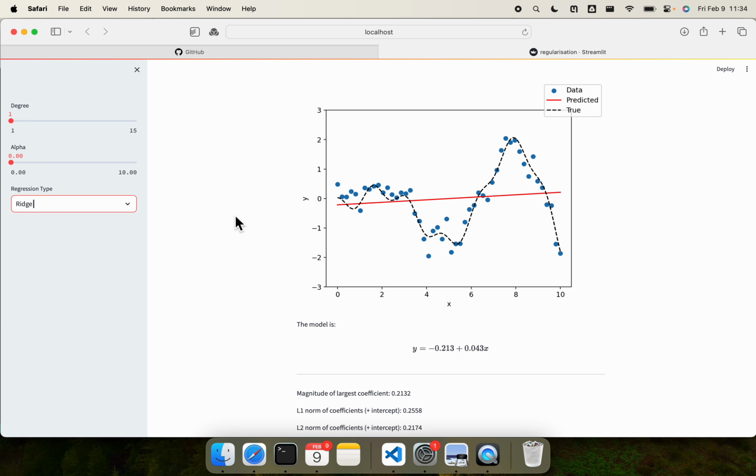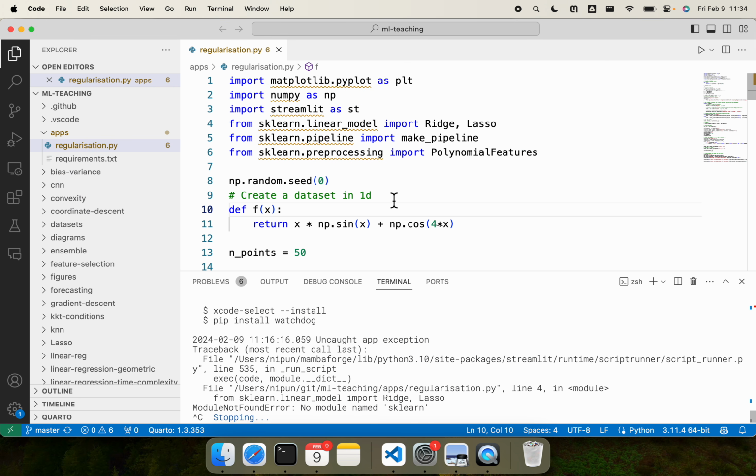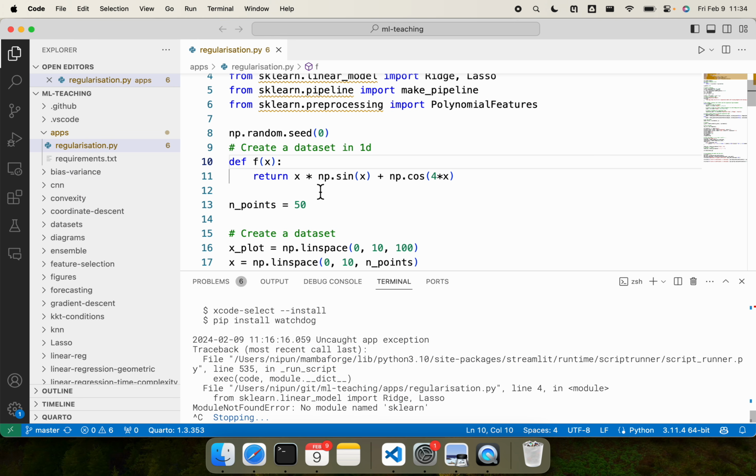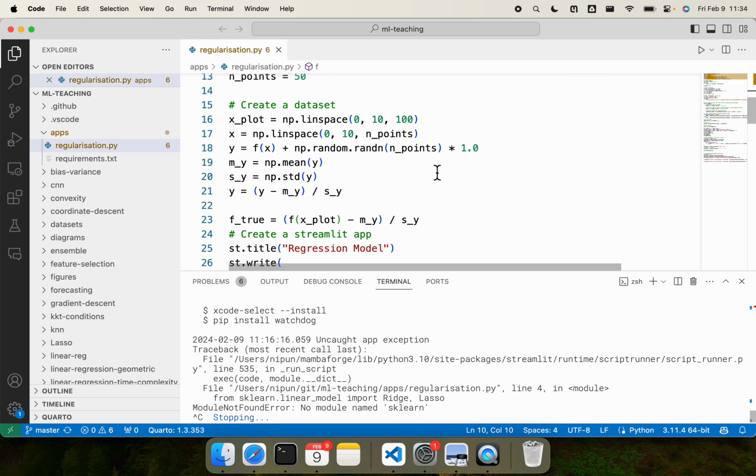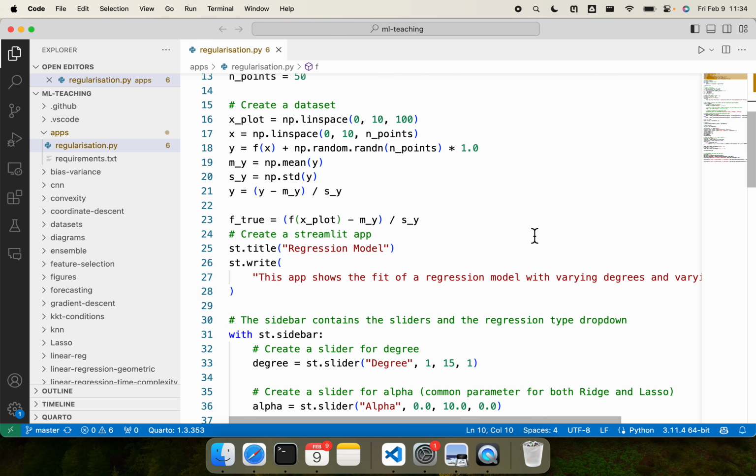Right. So we'll be starting with regularization and linear regression. We have already looked at polynomial regression, and that's what we'll start off with today as well. Let's consider this data set which I've created. It is something like x into sine x plus cos of 4 into x, and I've created 50 data points. I've added some random noise to the data set, and I've just done some normalization, etc., to make it appear better.